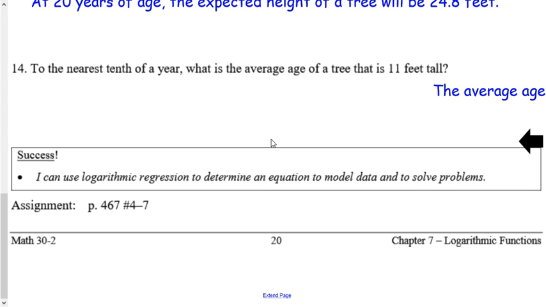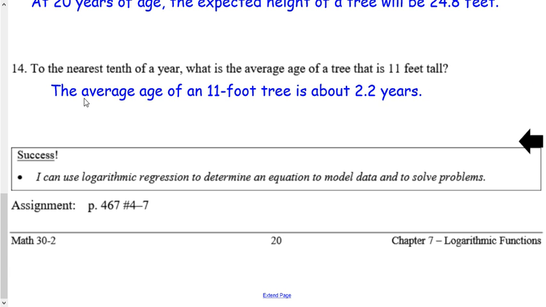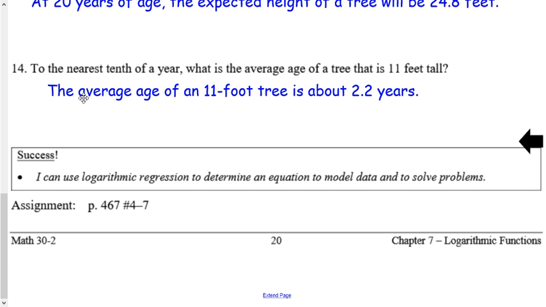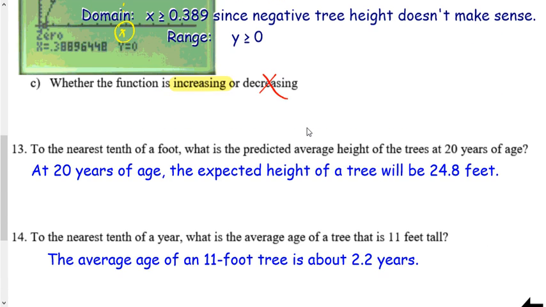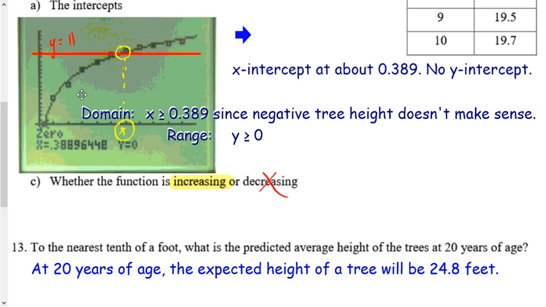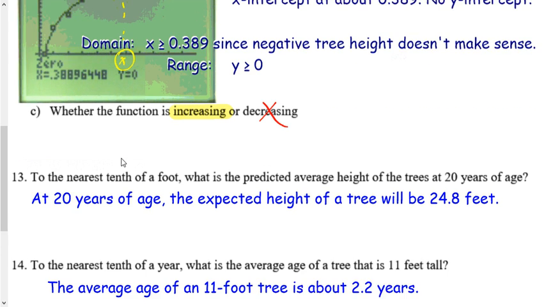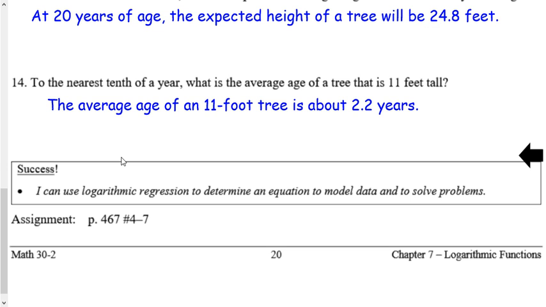Well, here's my answer. The average age of the tree that's 11 feet tall will be about 2.2 years. So what I drew up here is way off. Not knowing what the scale on the y-axis was, I just did kind of a rough sketch. There we go, 2.2 years. And that's how we do logarithmic regressions and application questions that make use of data.